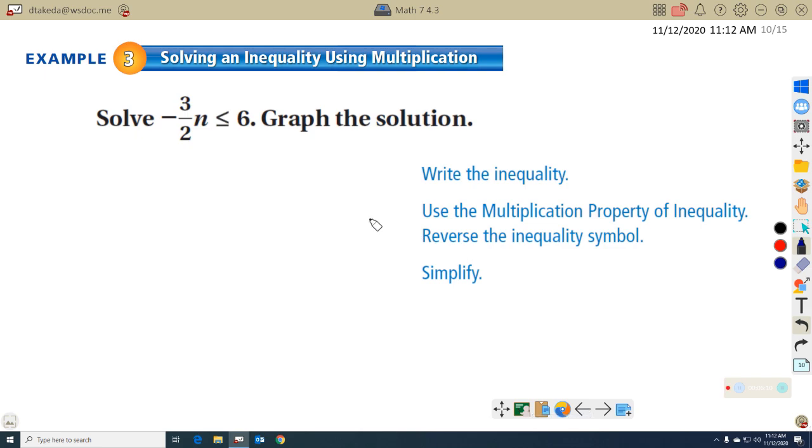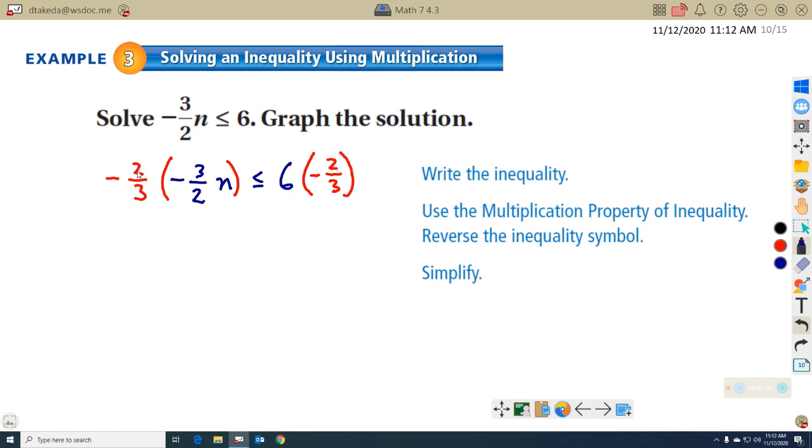Let's do this one together. I like this problem because it has a fraction in it. I like talking about fractions. Negative 3/2 times n is less than or equal to 6. So I'm solving for n. How do I turn the fraction into a 1? I multiply by the reciprocal. So the reciprocal will be negative 2/3 in this case. And I must multiply the right side by the same negative 2/3.